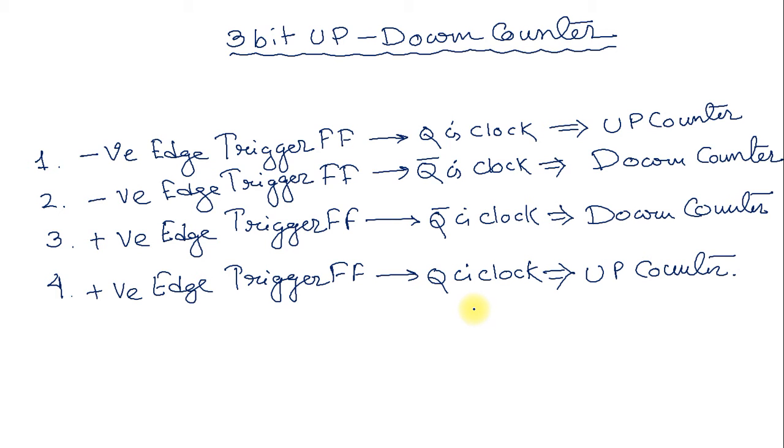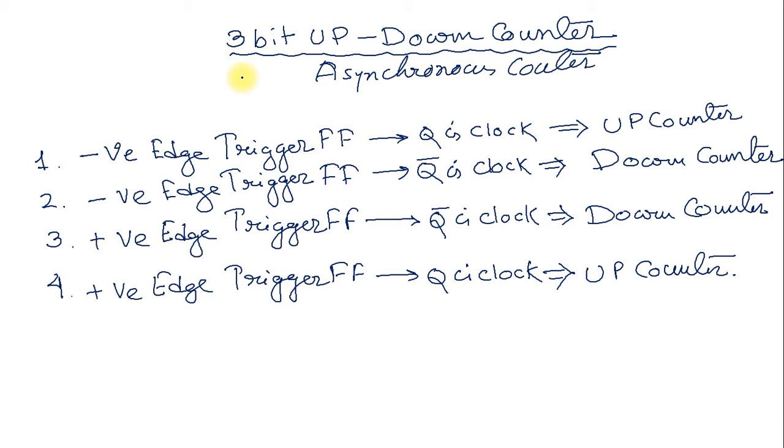Today I am going to give you an idea about the 3-bit up-down counter. In the last class, I told you about the 3-bit asynchronous up counter and the 3-bit asynchronous down counter. Now I am going to tell you about the 3-bit up-down counter, a single counter that can work as an up counter as well as a down counter.